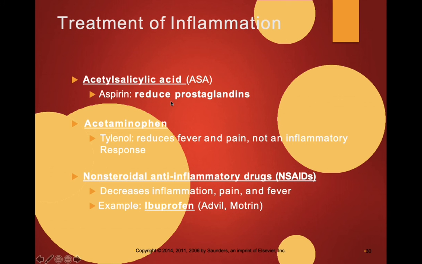So what can people do for inflammation? Well, some people use acetylsalicylic acid, which is aspirin. That reduces the prostaglandins. Remember, prostaglandins can create fever, pain, swelling. It produces mucus in the stomach to protect it. So if you take aspirin, it blocks all of that. Acetaminophen is what we refer to as Tylenol. It's a fever reducer and pain reducer. It doesn't work great in the inflammatory response, but it works really good with fever.